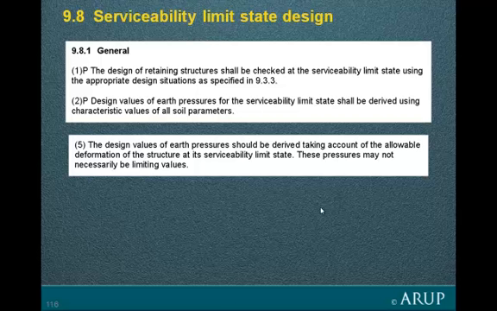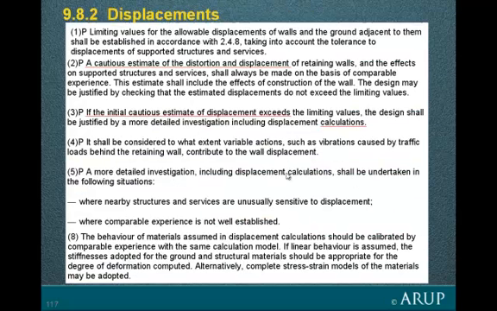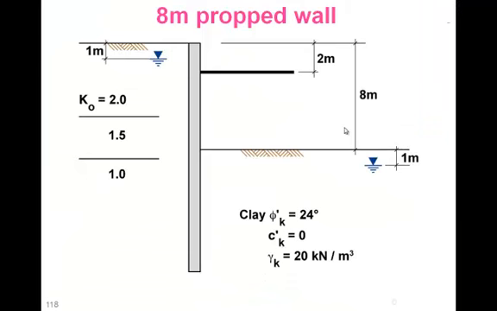For serviceability limit state, the code says you can calculate displacements. You should think about earth pressures related to displacements for serviceability. You should always make a cautious estimate of the distortion and displacement of the walls, probably based on other experience. If there is doubt, having made that estimate, or if it exceeds the limiting values, then you have to go into calculation. So note that the code isn't forcing you to calculate displacement here in many cases, but when you have to, then you need some sort of computer program probably to calculate.